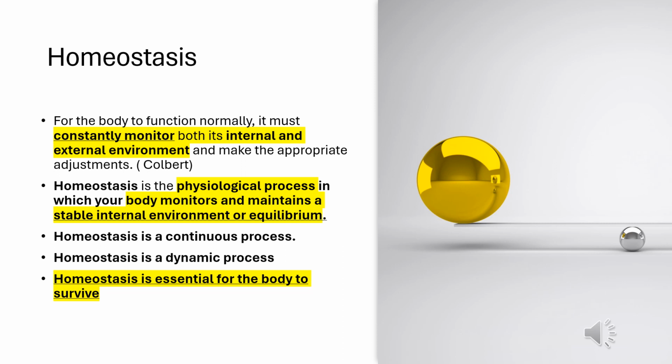Homeostasis. For the body to function normally, it must constantly monitor both its internal and external environment. Then, once it determines the needs of the internal environment, it will make the appropriate adjustments. Homeostasis is a physiological process in which your body monitors and maintains a stable internal environment, or equilibrium. Homeostasis is a dynamic process, and it is essential to the body for survival.